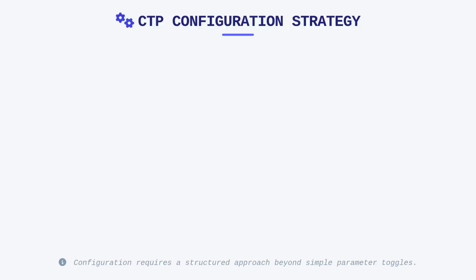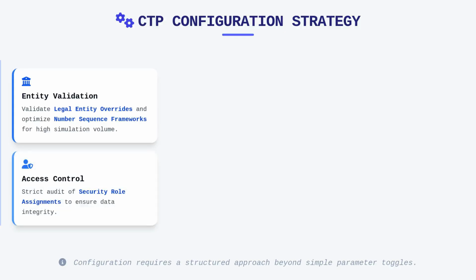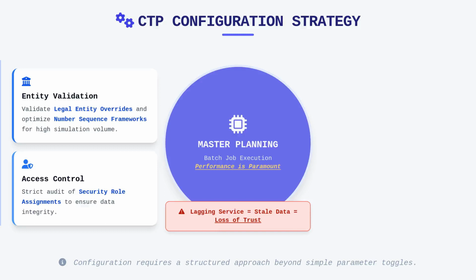Configuration of these features requires a structured approach that goes beyond ticking a few boxes in the parameters. You must validate your legal entity overrides, ensure your number sequence frameworks can handle the volume of planned orders generated by simulations, and check your security role assignments. Because CTP relies on the master planning engine, the performance of your batch job execution schedules is paramount. If the planning service is delayed or lagging, the promise date provided to the customer will be based on stale data, leading to a breakdown in trust.